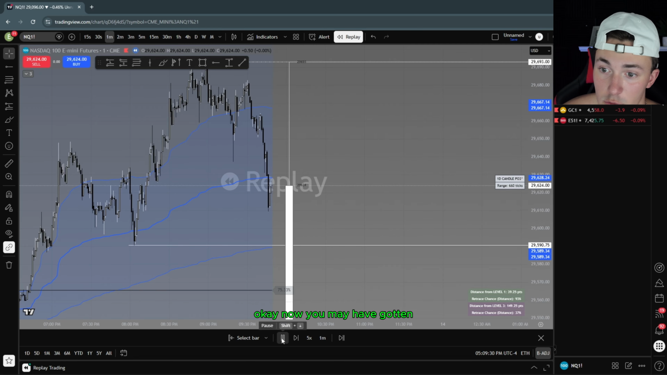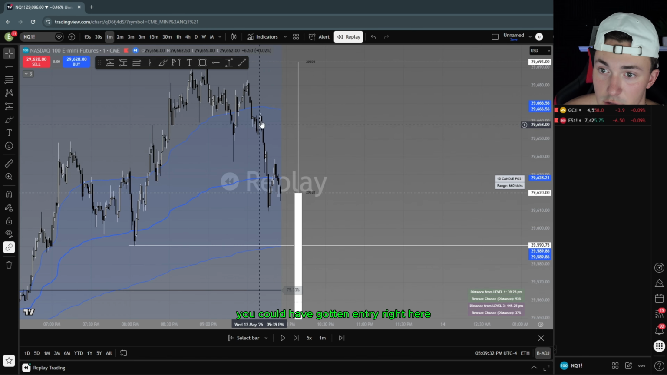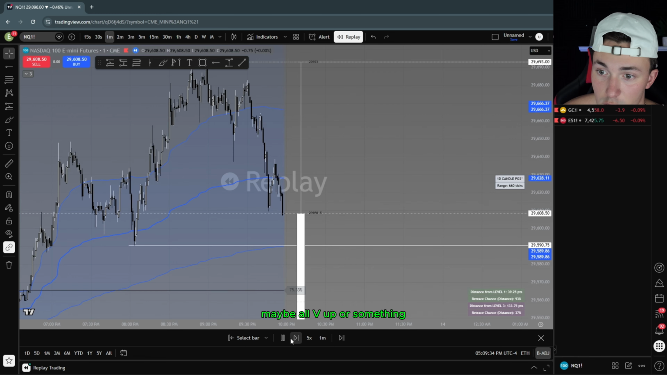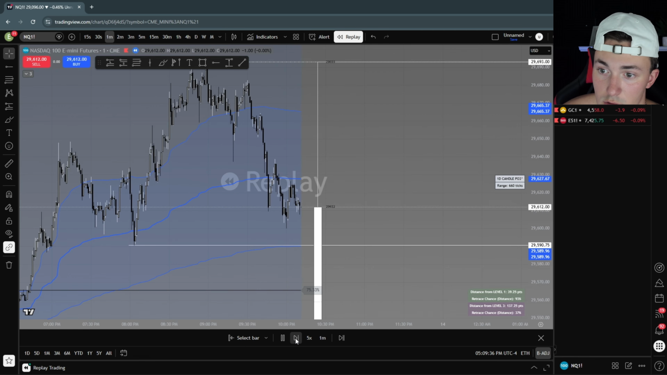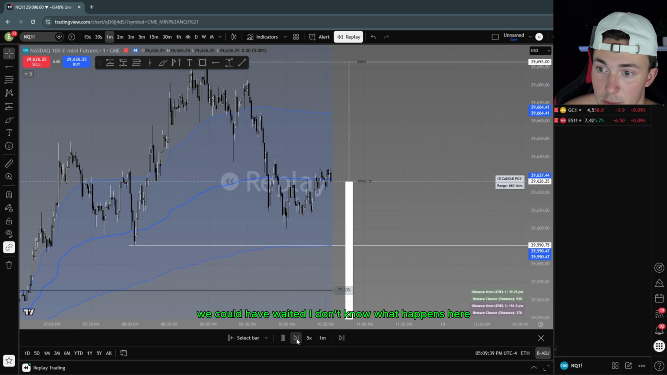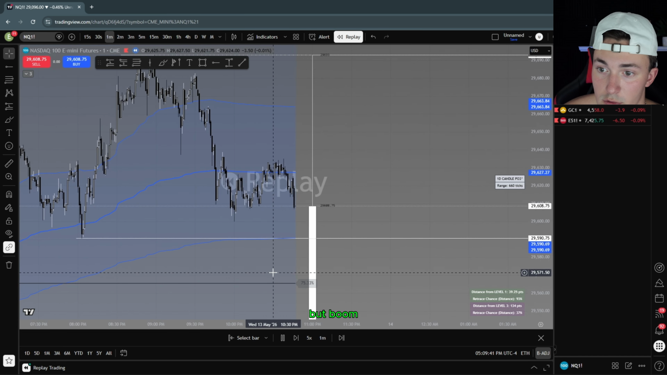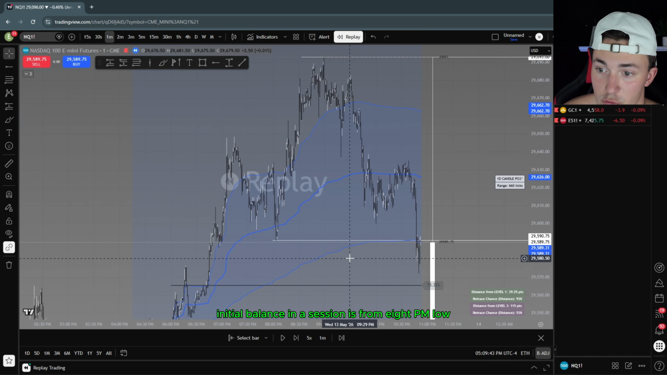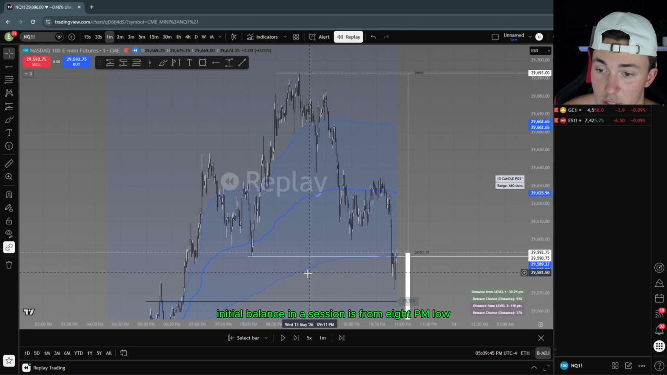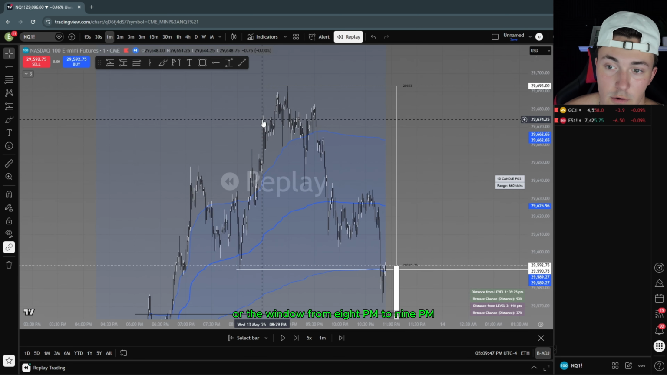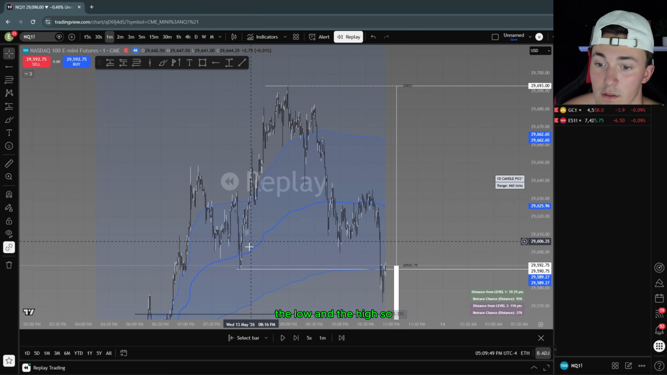Okay, now you could have gotten an entry right here somewhere in this pullback, maybe off VWAP or something. Or you could have waited. I don't know what happens here, but boom. Initial balance in Asia session is the window from 8 p.m. to 9 p.m., the low and the high.